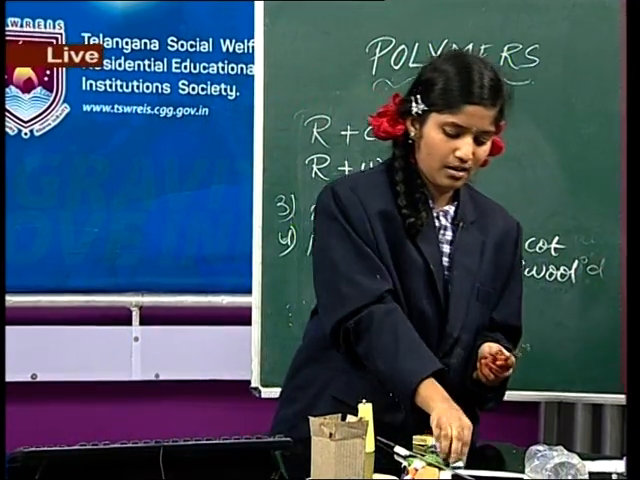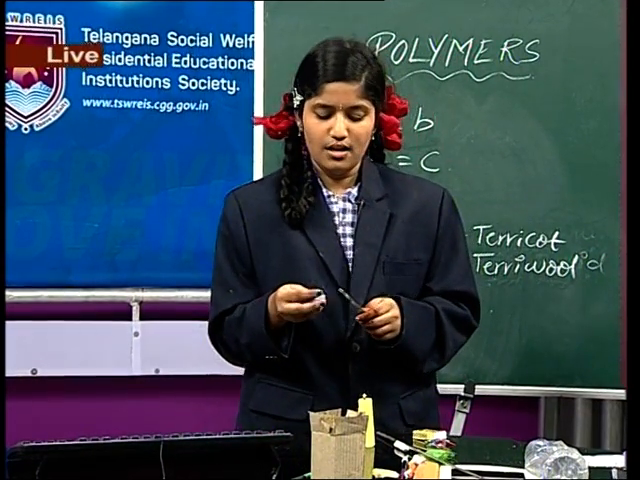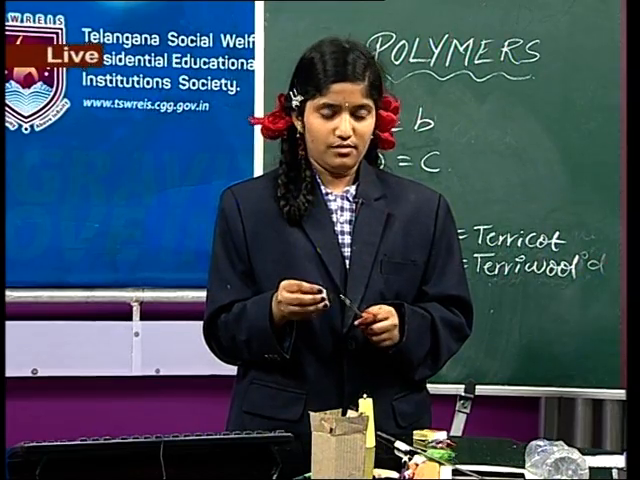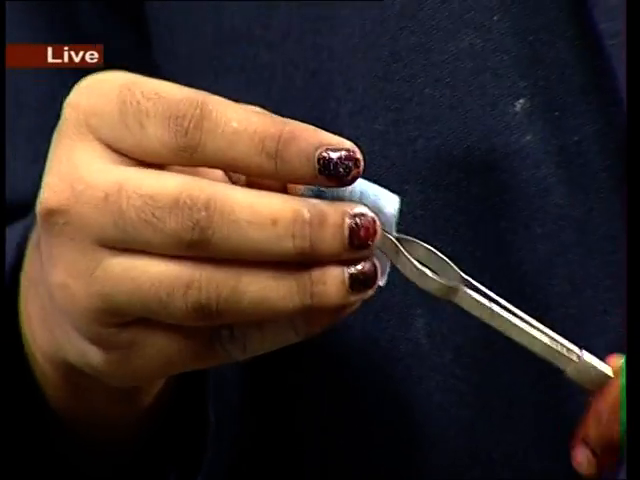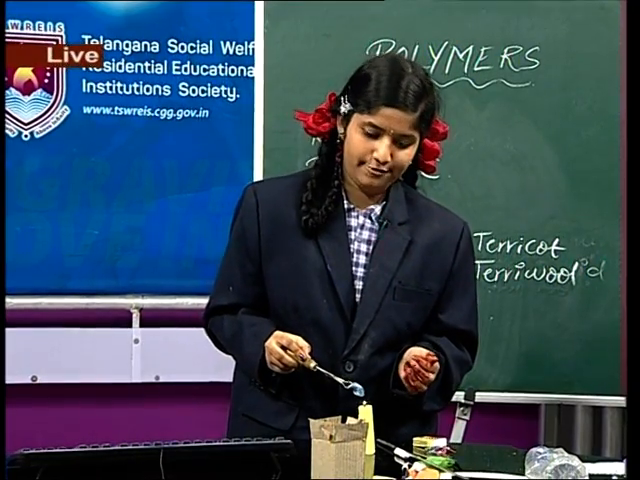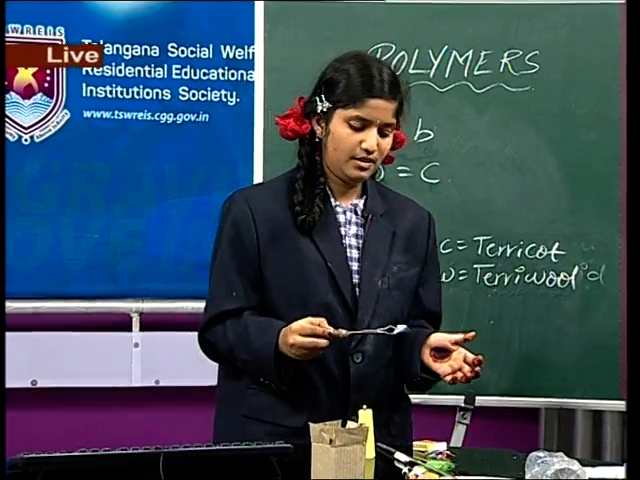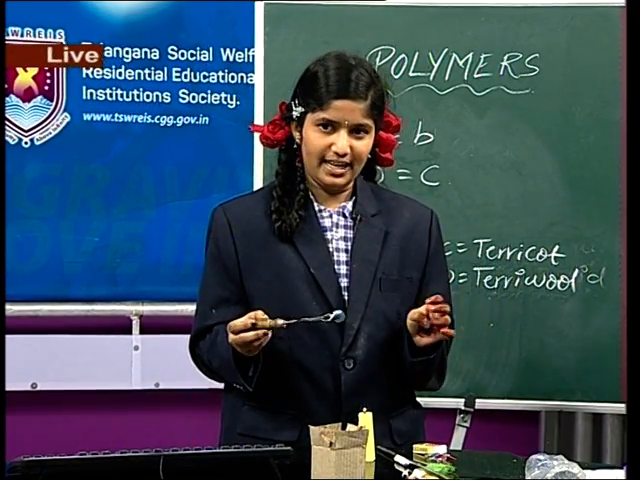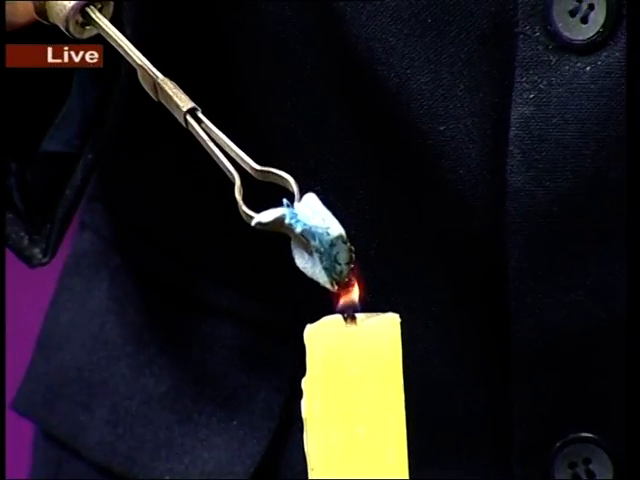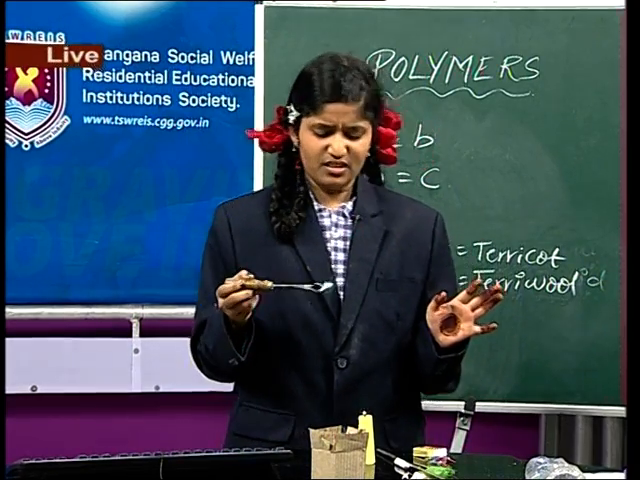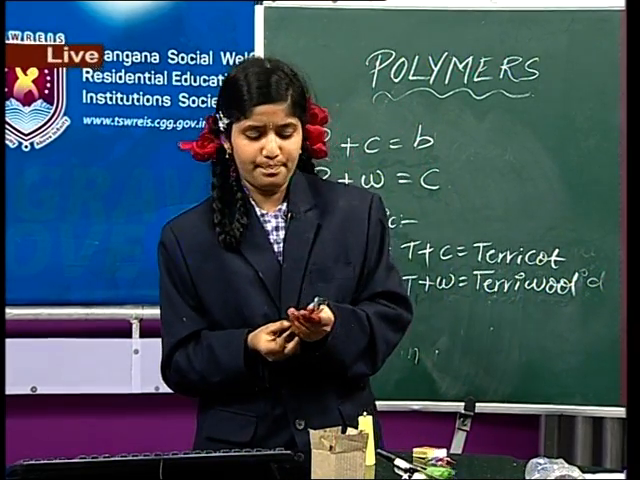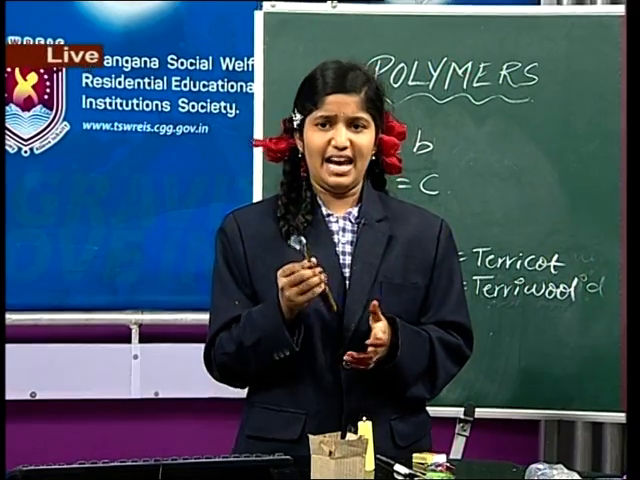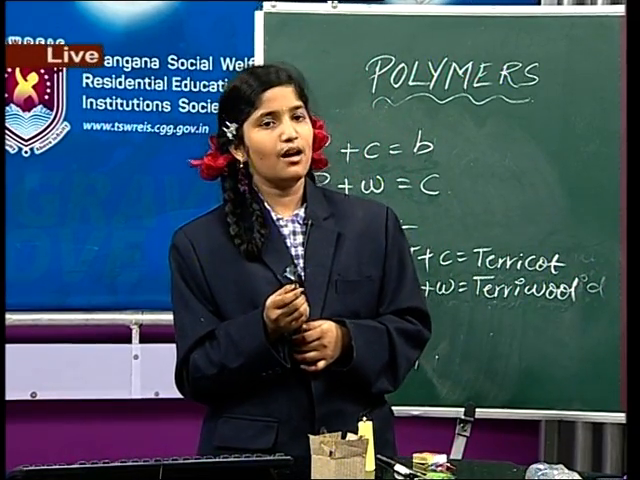Now we take another cloth. We stitch it, and we burn it. See carefully. We can smell it. See again, we burn this cloth and smell it. It smells like burning paper. So we can identify this cloth is cotton.